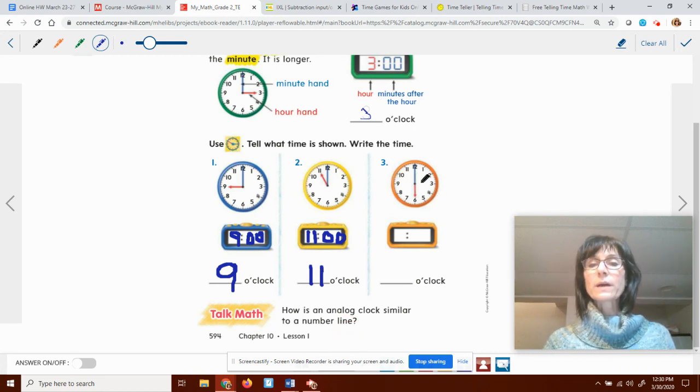On the next one, my hour hand, which I say first, the shorter hand, is on 6. And the minute hand, again, it's at 12. So I know it's 6 o'clock.